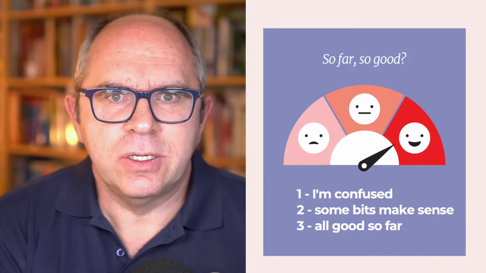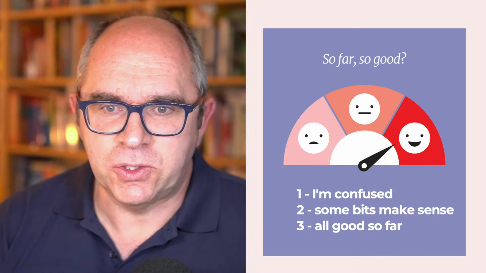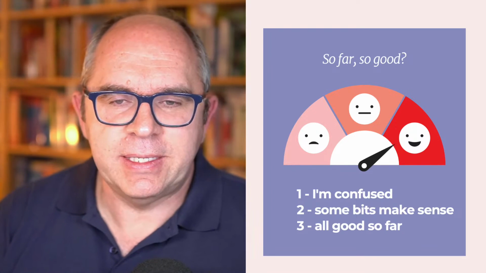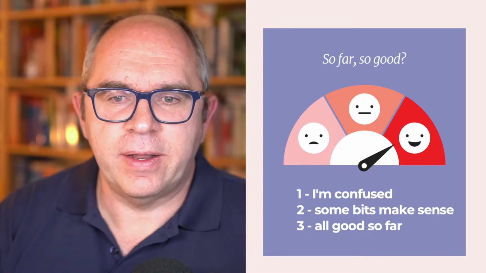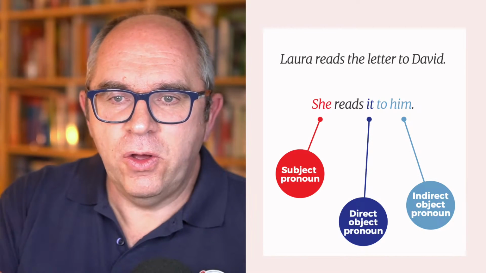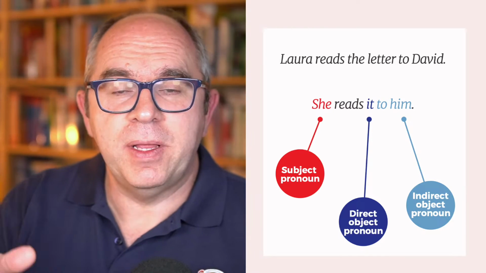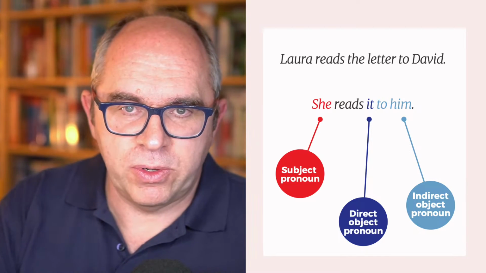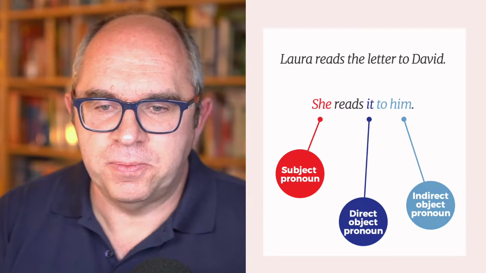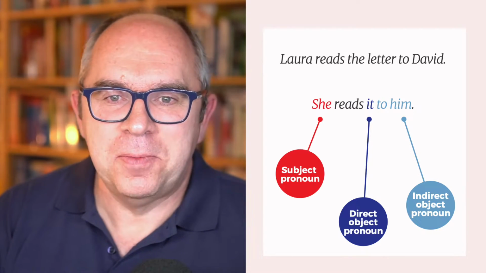I am going to be asking you to contribute a little to this session, and I'd like to ask you if that makes sense so far. So if you're a little confused, then put 1 in the comments. If some bits of this make sense, then put 2 in the comments. And if everything is good so far, then put 3 in the comments. That lets me know if everything is making sense. So we've got Laura reads the letter to David. We've got 3 different concepts there, Laura, the letter, and David. And we're replacing each of them with different types of pronouns. Subject pronoun for she, direct object pronoun with it, and to him with an indirect object pronoun. So good to see some 3s coming in here. That's always good to know that things are making sense.